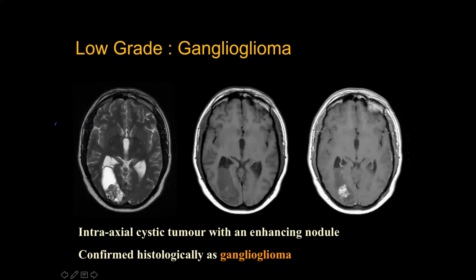This is another low-grade tumor that looks nasty. It's got cysts, it's got enhancing components. This turns out a ganglioglioma. When you look at this, despite the size of this mass, there's absolutely no edema around this. So this has been there for a while. Okay.